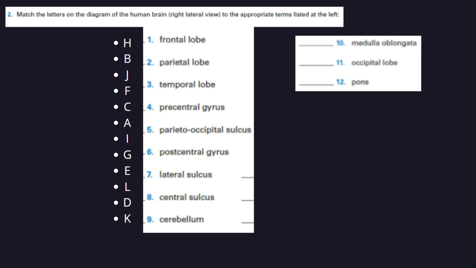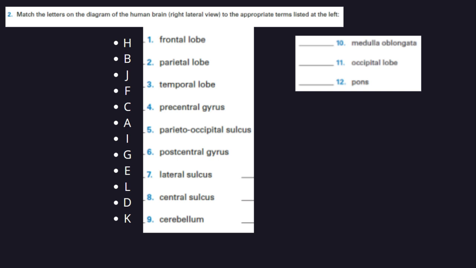Number 4. Letter F. Number 5. Letter C. Number 6. Letter A. Number 7. Letter I. Number 8. Letter G. Number 9. Letter E.